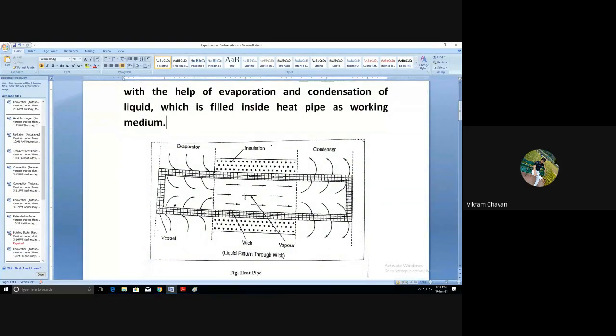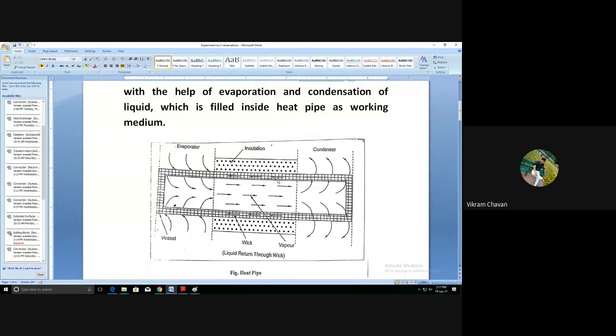In that middle part of a heat pipe, the working fluid is present in the core part in vapor form, whereas in the wick structure the liquid is present, and both the fluids are flowing in opposite directions to each other. So that middle part is called the adiabatic part or adiabatic section of a heat pipe.